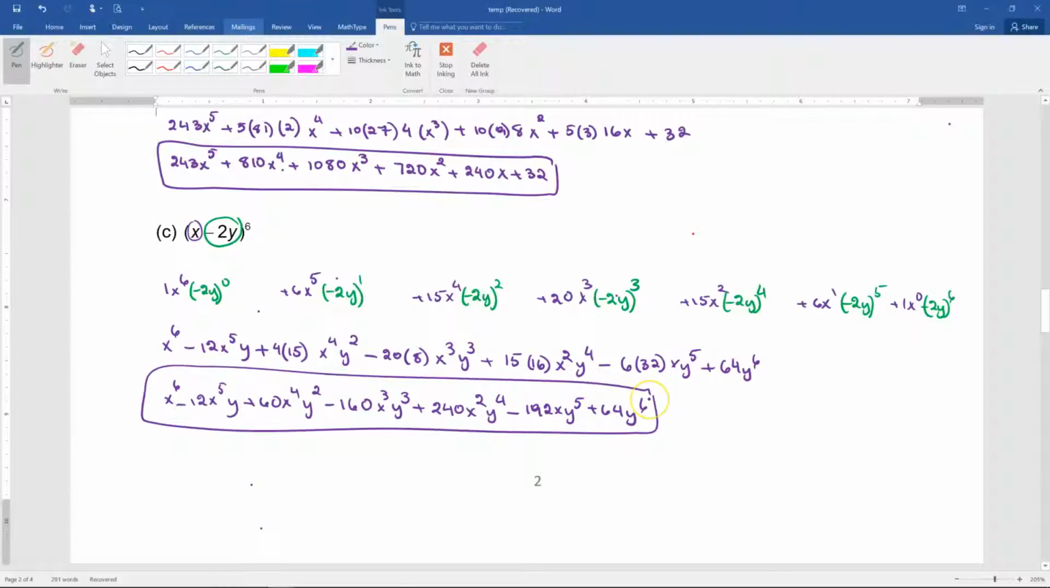Okay, so if the binomial has a plus, if it's x plus 2y, they're all pluses. But if you've got a minus, what happens to the sign? It has to alternate. Okay, so the sign has to alternate, plus, minus, plus, minus, plus, minus, plus, minus. Okay, always, always, always.